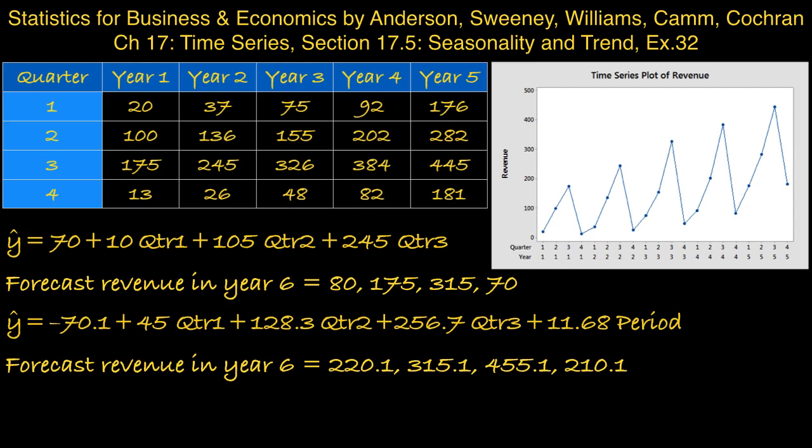comes to 220.1. The forecast for the next period would be minus 70.1 plus 128.3 because it's quarter 2 plus 11.68 times 22, and that comes to 315.1. And then we can do a similar thing for the forecasts for the next two periods, 455.1 and 210.1, and these are much better forecasts than the previous forecasts, which didn't take into account the linear trend that's clear in the time series plot.